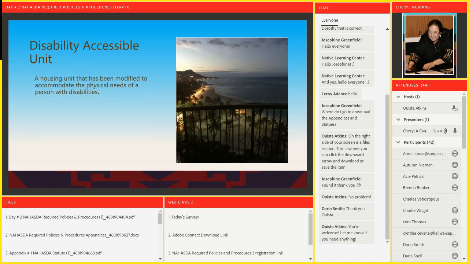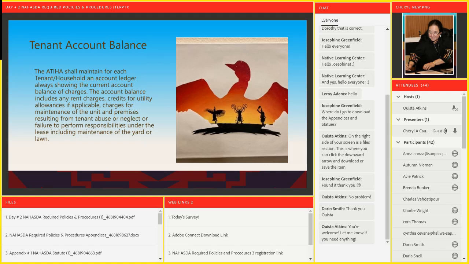What about your disability, your accessible units? A housing unit that has been modified to accommodate the physical needs of a person with disabilities. That's your definition for that. You need to have policies about who can go in those units. What if it's the only unit you have left and then you have a disabled household come in and apply? Do you have a provision for that?